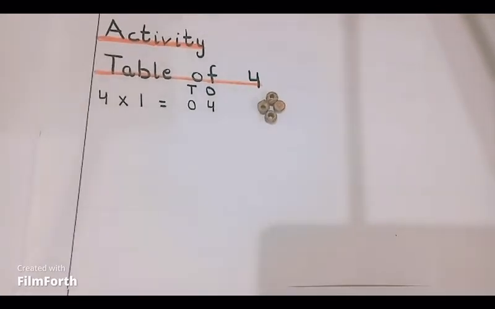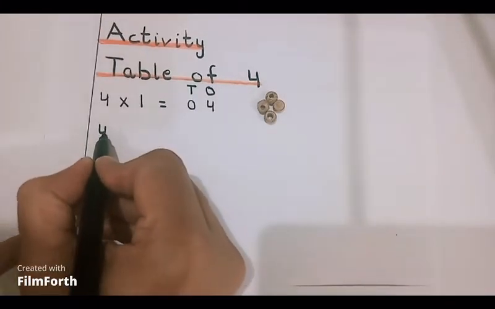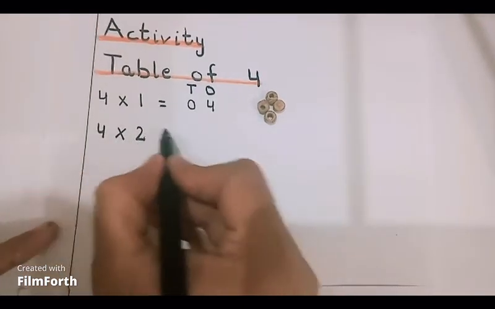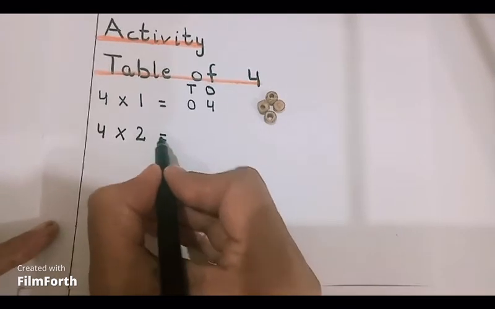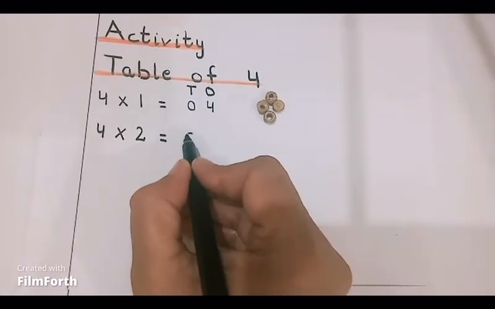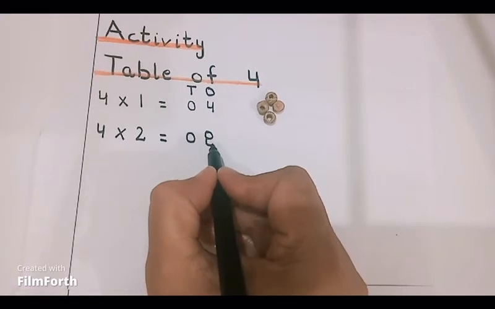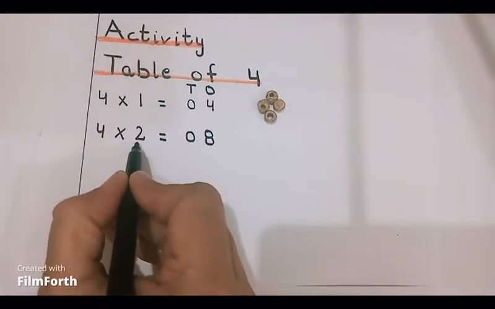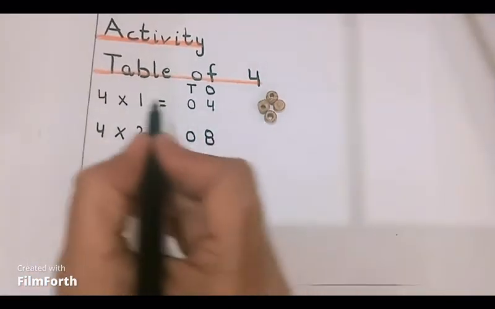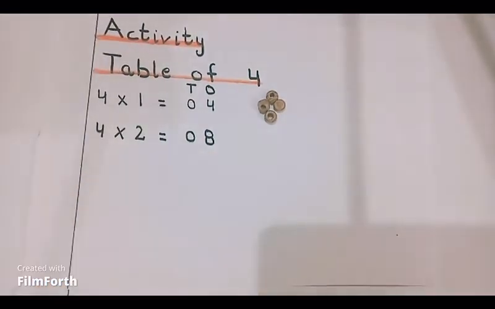Next one, we will have to write 4 twos are 8. 4 twos are 8. At this time we have two groups of 4. 4 ones are 4, it means we have one group of 4. 4 twos are 8, it means we have two groups of 4.